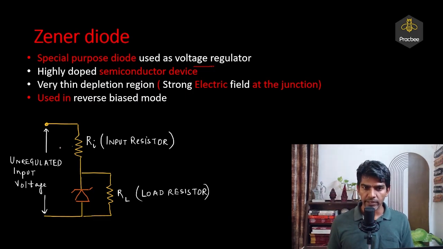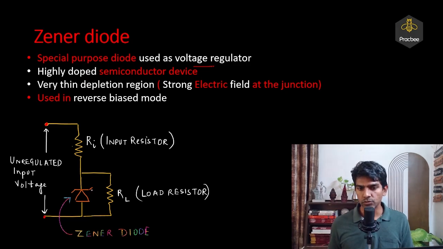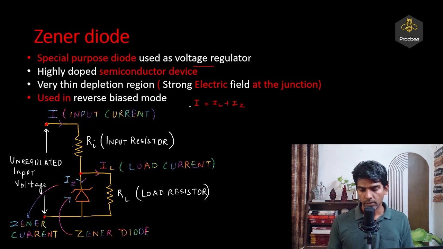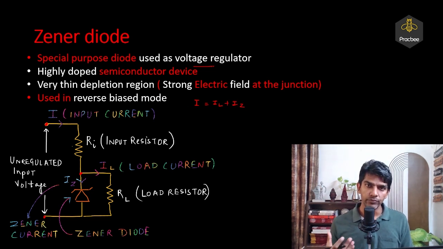So this is the unregulated input voltage. We'll apply the input voltage between these two terminals. Ri is the input resistance, RL is the load resistance, and this device is a Zener diode. It is similar to the normal diode except for these two slant lines. Do remember the symbol. I is the input current, IL is the load current, and IZ is the Zener current. If we apply the junction law at this junction, we can say I is equal to IL plus IZ. We'll discuss this circuit in more detail after understanding the IV characteristic of the Zener diode.